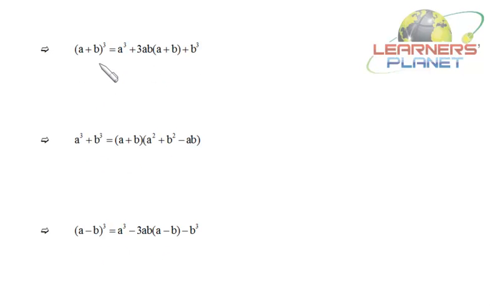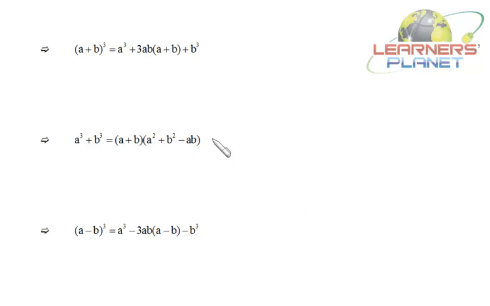Here (a+b)³ = a³ + 3ab(a+b) + b³. a³ + b³ = (a+b)(a² + b² - ab). Here you can see a+b is a factor of a³ + b³. Friends, sometimes we are asked a question based on this concept or this formula.